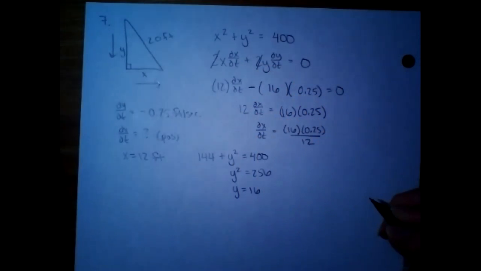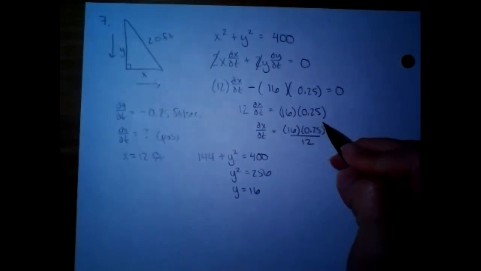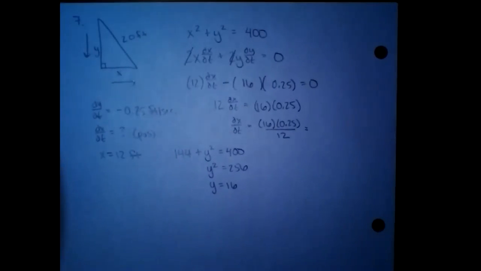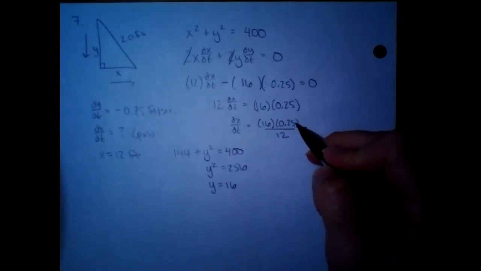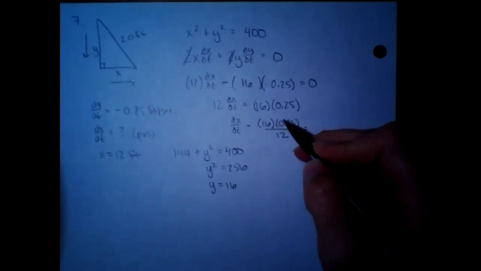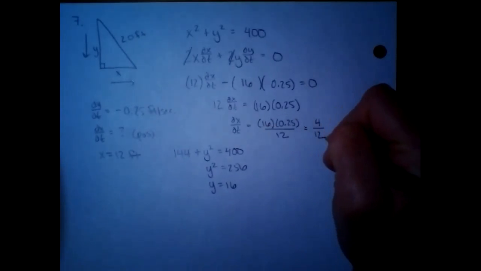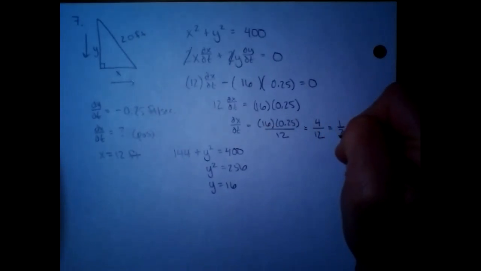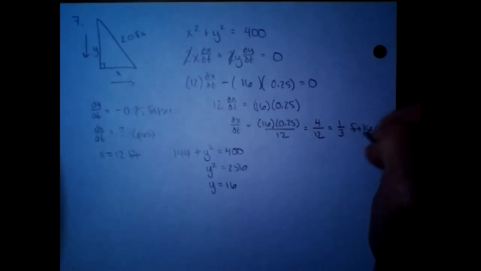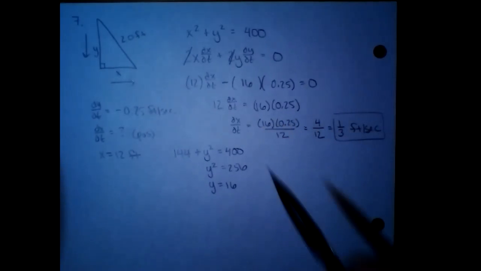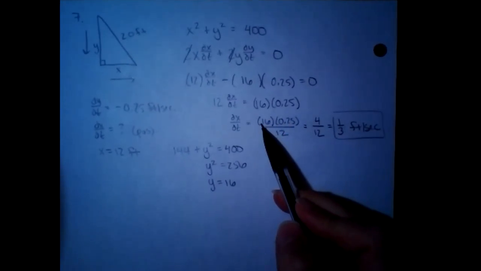Now you can leave it like that. You could have even left it with the square root of 256. I'm going to go ahead and simplify this because a lot of people did, and if you're following along, I want you to be able to check with what you have. 0.25 is a fourth, and a fourth of 16 is 4. So that would be 4/12, which is 1/3 feet per second. But once again, you didn't have to do that. You could have left it like this, and that's perfectly fine. Especially if this didn't come out to a nice number. If you had left it as a square root, just hands off.